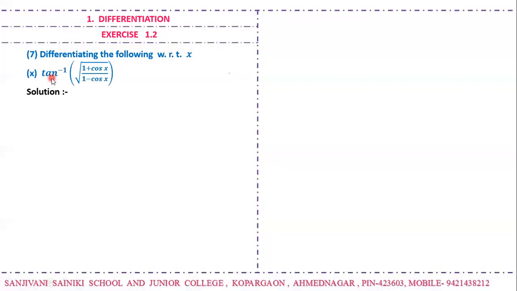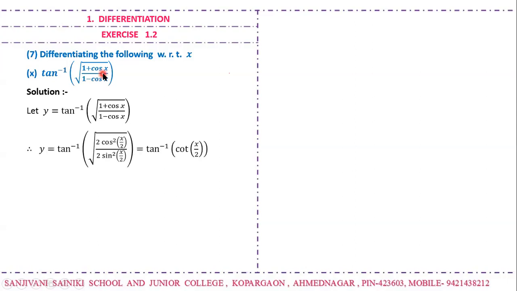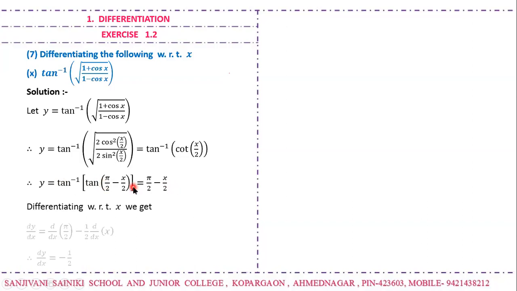The next function is tan inverse of square root of 1 plus cos x upon 1 minus cos x. Simple. 1 plus cos x can be written as 2 cos square x by 2 and 1 minus cos x can be written as 2 sin square x by 2. So 2 cancel each other. Cos square upon sin square is cot square, which will cancel with the square root, and we get tan inverse of cot x by 2. This cot can be written as tan of 90 minus x by 2. So again this tan inverse cancels, giving pi by 2 minus x by 2. Now we can differentiate it with respect to x. You get minus 1 upon 2.